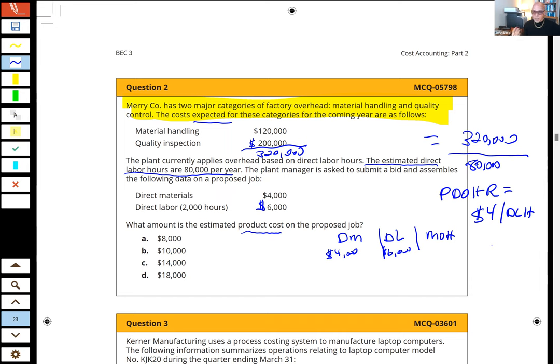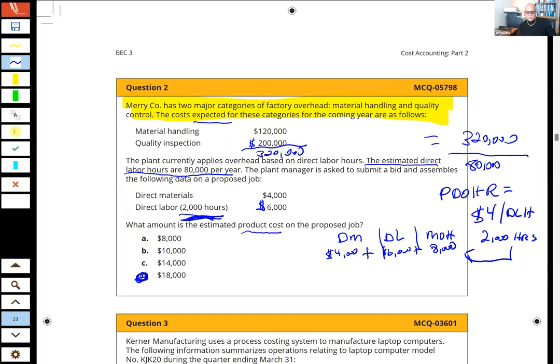But we have to what? That's the whole point about indirect overhead, you have to apply it, right? It's $4 times, and we need to know how many hours they used on this job. And they tell us in this parenthetical information that they used 2,000 hours. So using that predetermined overhead rate, we apply the indirect cost, the overhead, because it's too difficult to trace directly. So you apply it using the predetermined overhead rate of $4. That's going to come out to 8,000. So my total product cost is the 4 plus the 6 plus the 8, or the correct answer, as we said, 18,000.